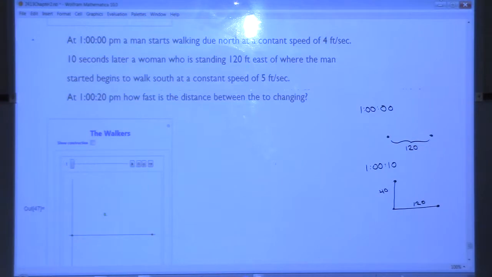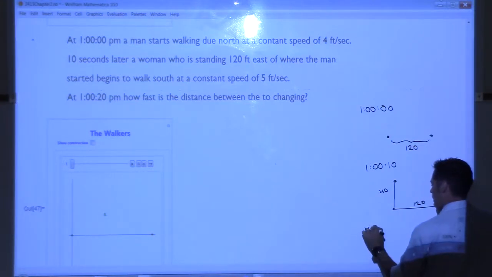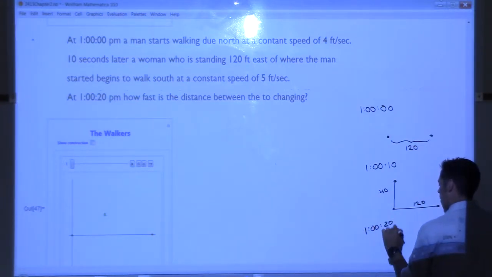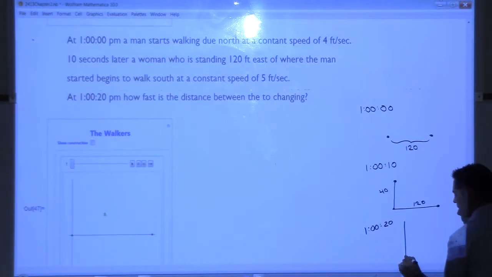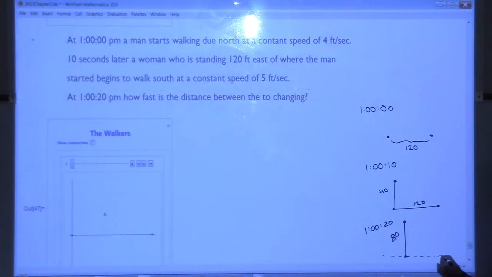But then 10 seconds after that, he's now 80, but she has gone south, right? By how much? 50? Right? She's now gone down 50 instead of over. So that's a different sort of problem, isn't it?